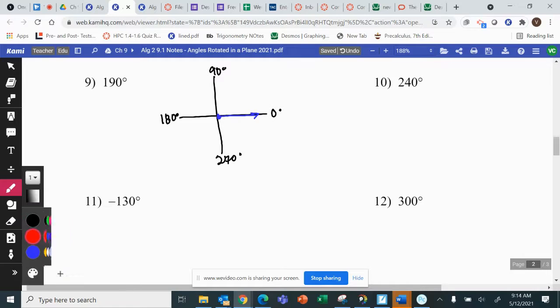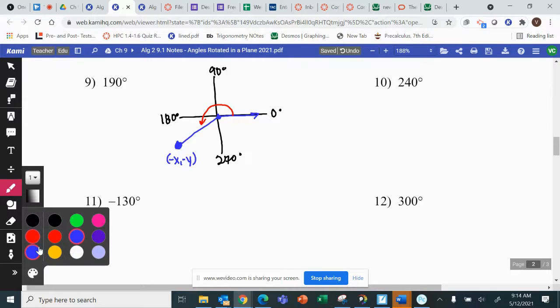You are going to rotate past 180 just a little bit and draw our terminal side. When you get that terminal side, put a dot because that's where we stop. To get to this dot, I would have to graph negative x, negative y. That's how we get into the third quadrant.